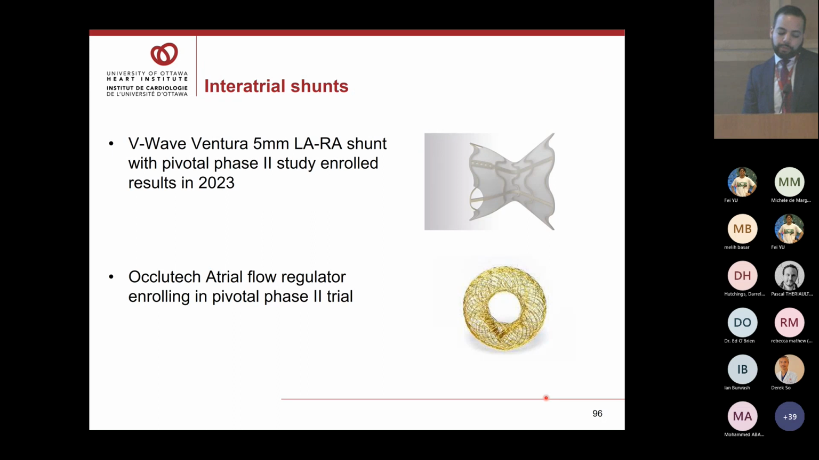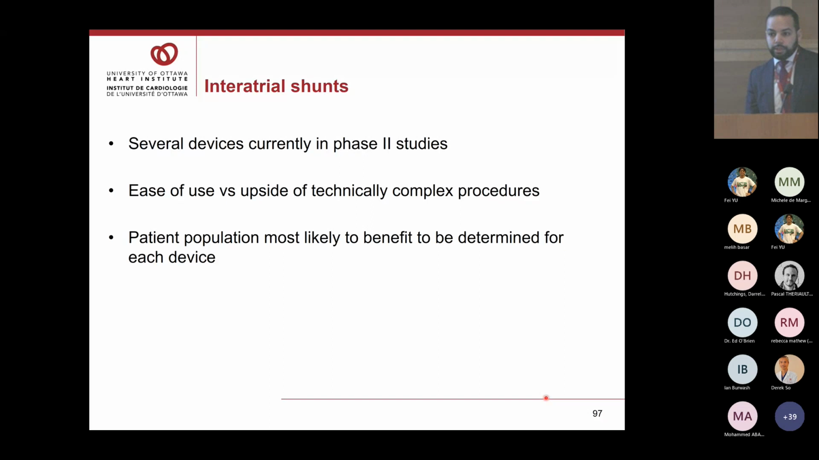Just briefly, there are 2 other devices out there on the market, or that are being studied, I should say. There's the V-Wave device, which is a little bit smaller, 5 millimeters, sort of trying to skirt the issue of having a big thing in your intra-atrial septum in case you want to go back for another procedure. And there's this Occlutech atrial flow regulator, which interestingly gets bigger and smaller based on the pressure gradient. And these are both in phase 2 trials, so they're still a ways away from prime time. So, lots of devices in different stages of studies. It'll be interesting to see which device takes off.